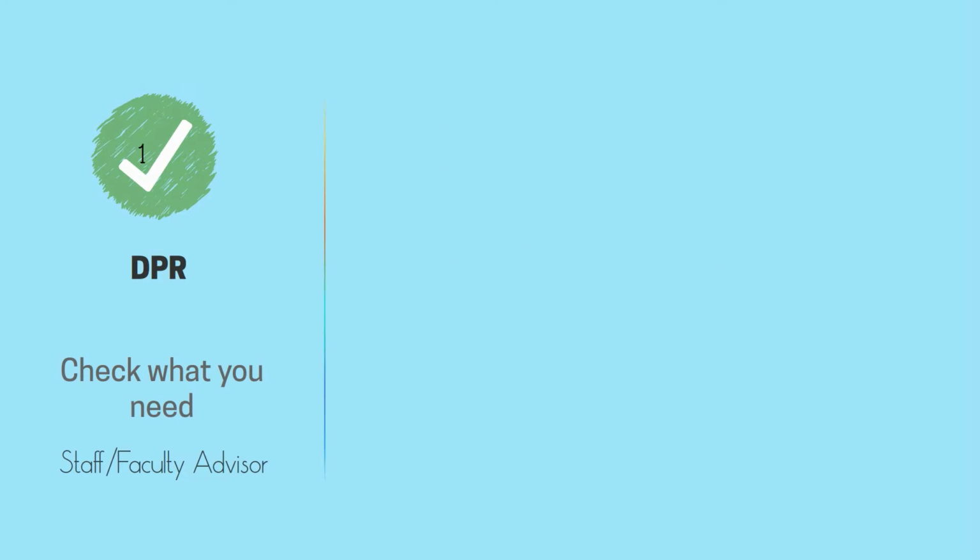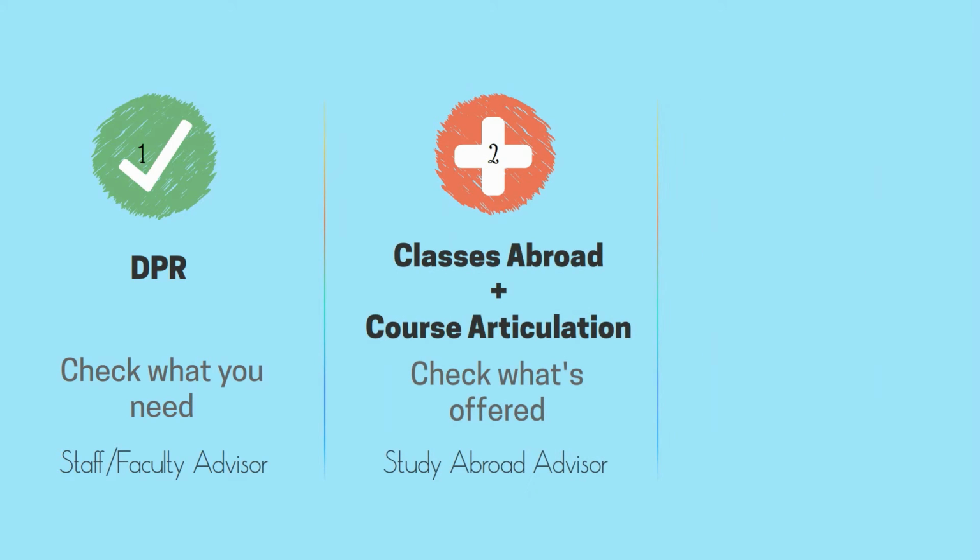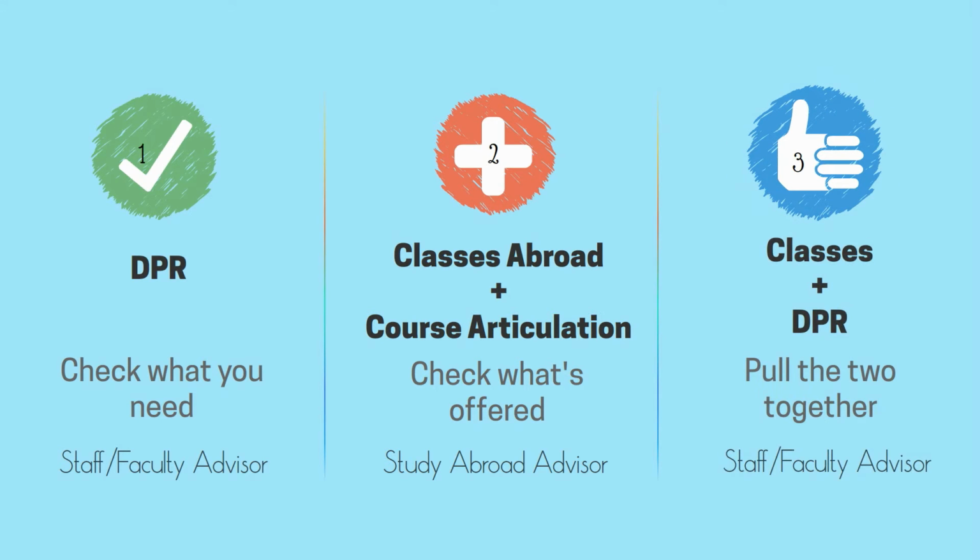Start with your degree progress report. Which requirements could you find more easily abroad? What are you expected to take here? Next, check the program class options. Is there a set list of courses, or do you have dozens of class options? Finally, pull it back to your DPR. Will what you take abroad satisfy degree requirements?